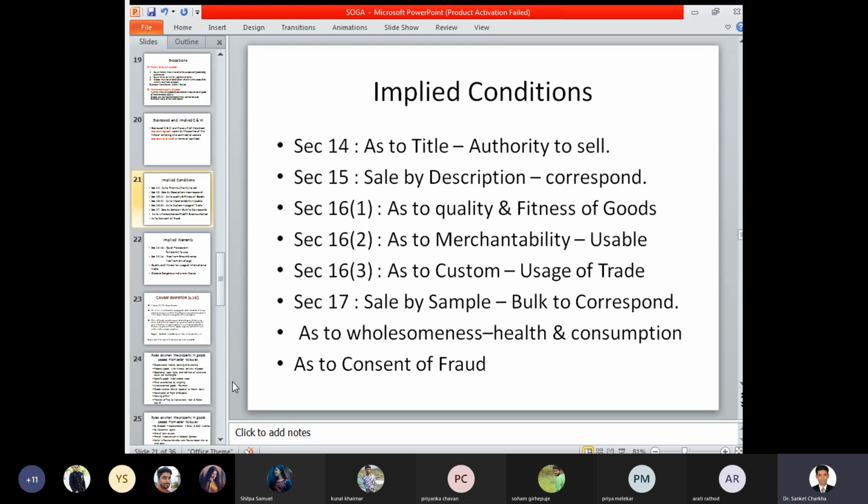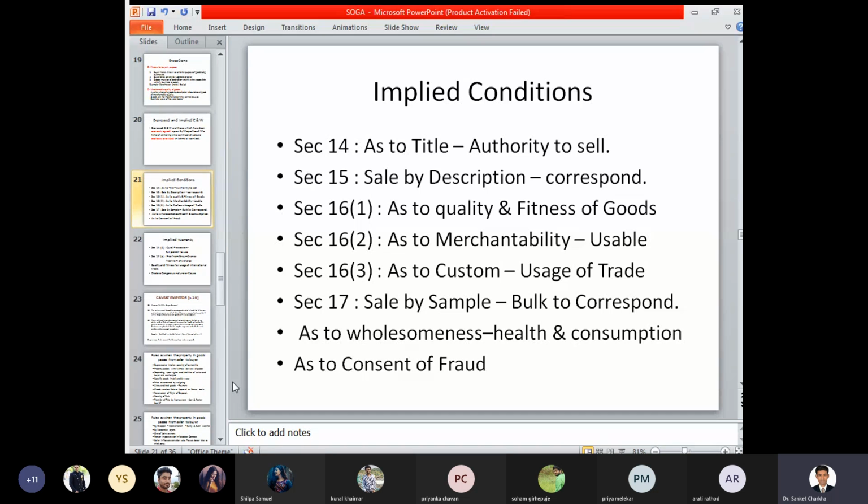Sell by sample. Section 17 specifically deals with the consideration whenever you are purchasing or selling goods and services based on a sample description. So if a particular sample is being shown to you, what is the rule as per the implied condition? That the bulk must correspond. Let me give an example of rice.